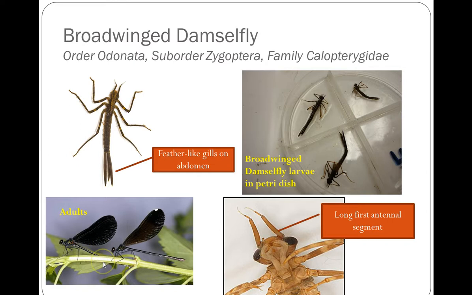These are what broad-winged damselfly adults look like. As you can see, when they rest, their wings fold back behind them, unlike the dragonfly, which has them spread out horizontally.